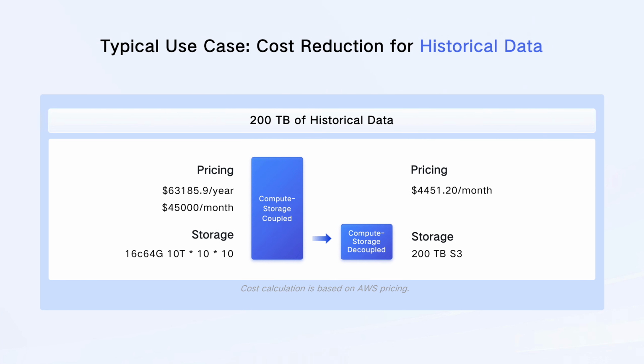Using the decoupled mode, you can also reduce your cost on historical data storage. In the traditional coupled mode, for historical data, even though you rarely use it, it is still costing some pricey server resources. But in the decoupled mode, you just put that data in cheaper storage like S3. This is an example of 200 terabytes of historical data, and you can see how much money they have saved.